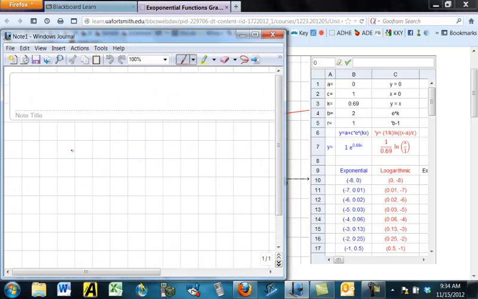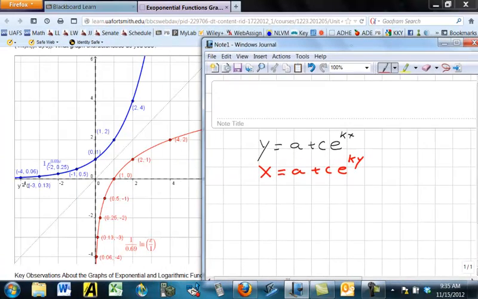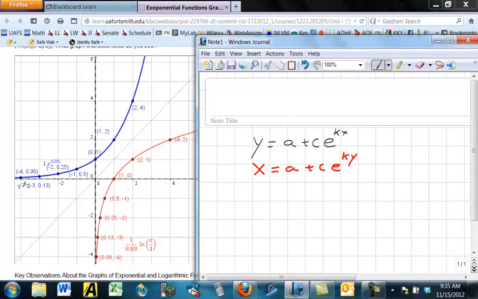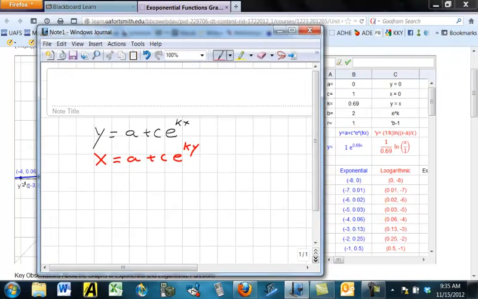We've got our original formula, y equals a plus c times e to the power kx. Now when we go to the inverse relation, we switch x and y. So the y becomes x and the x becomes y. That's the inverse relation. What I've got in black here is in blue over here in the GeoGebra applet, and in red is in red over there. So now we're going to solve that.